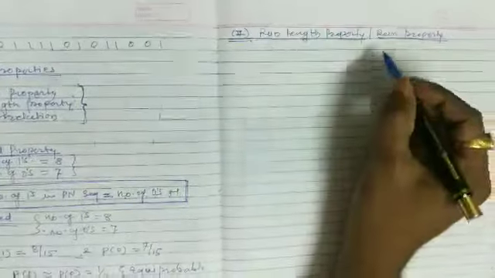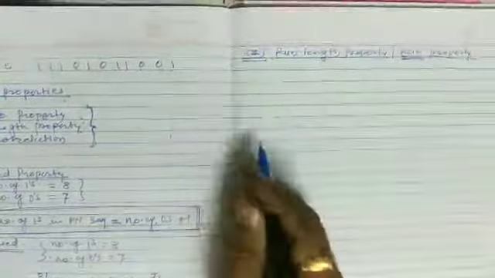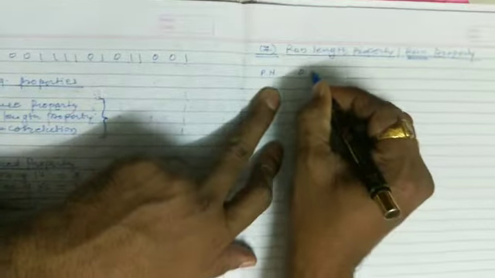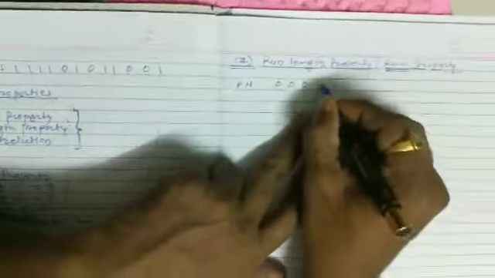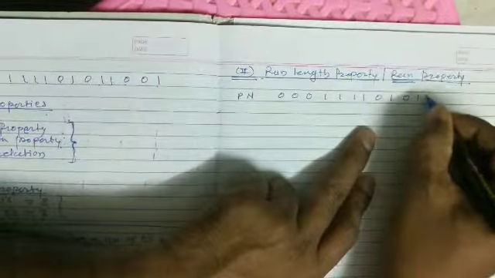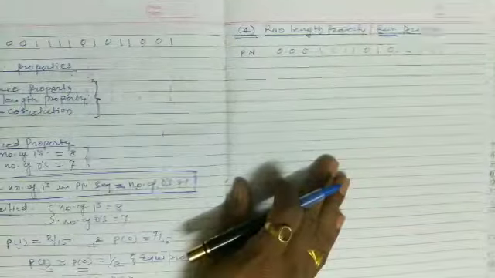Now, before understanding this run property, we must know exactly what a run is. Again we will mark the PN sequence over here for the same example: 0 0 0, thereafter 4 ones, and then 0 1 0 1 1, then 0 0 1. Here the continuous ones and zeros are called runs.